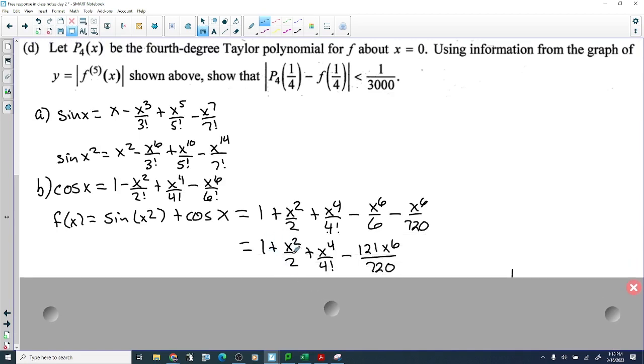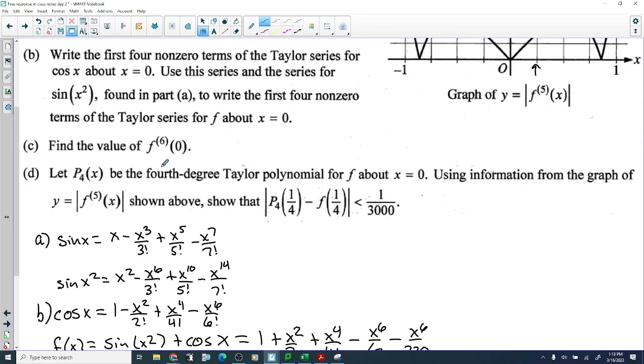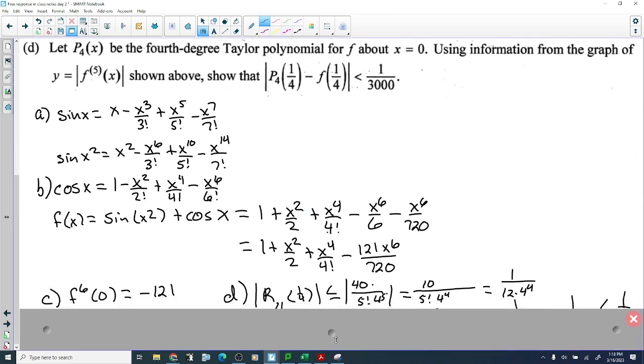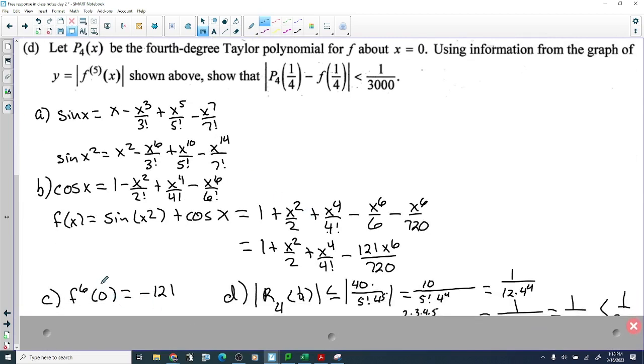So we have 1 plus x squared over 2 plus x to the 4th over 4 factorial minus, it ends up being 121x to the 6th over 720. Letter C, find the value of the 6th derivative of f at 0. So letter C, the 6th derivative at 0 is equal to, well, there it is right there. It's negative 121, and it's over 720. It's over 6 factorial. So the 6th derivative is negative 121.